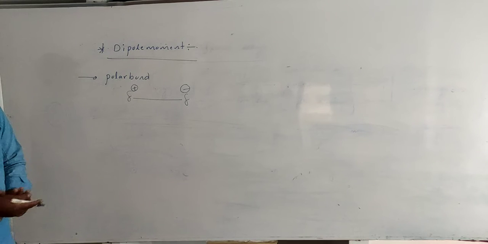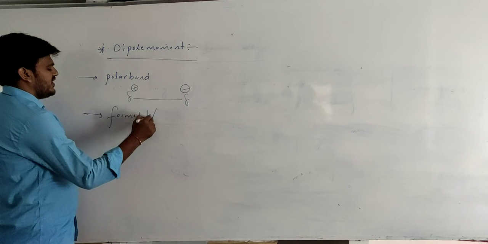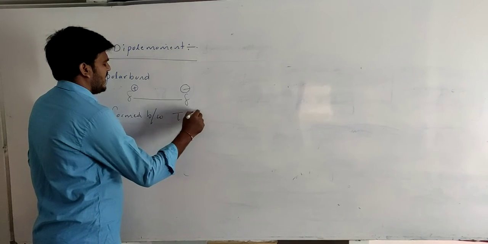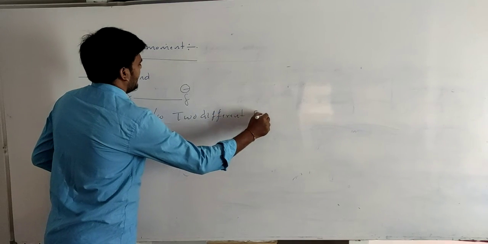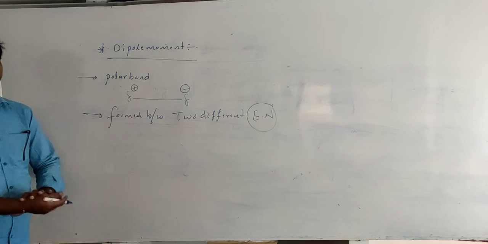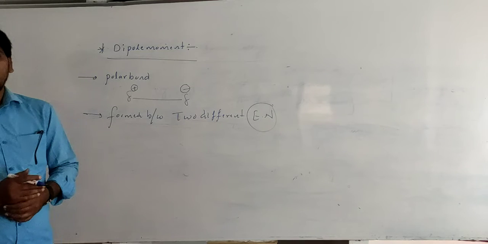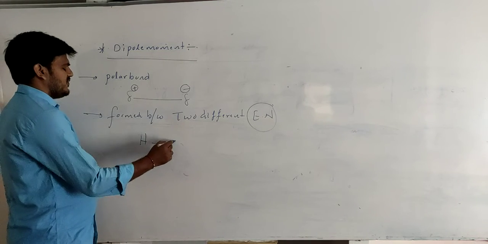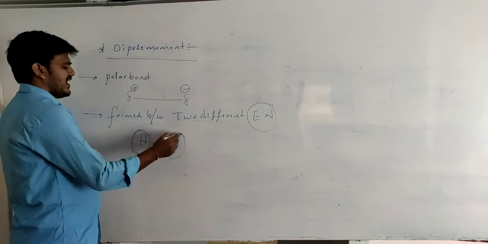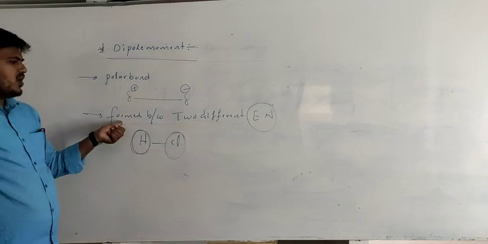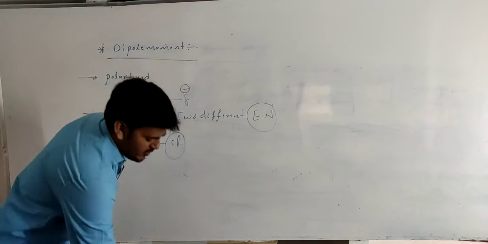And a polar bond is formed between two atoms of different electronegativity. For example, hydrochloric acid, formula HCl. Hydrogen has a low electronegativity value and chlorine has a high electronegativity value. So a polar bond is formed between two atoms of different electronegativity, like hydrochloric acid, etc.